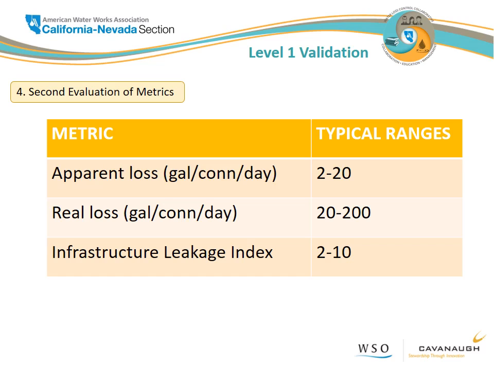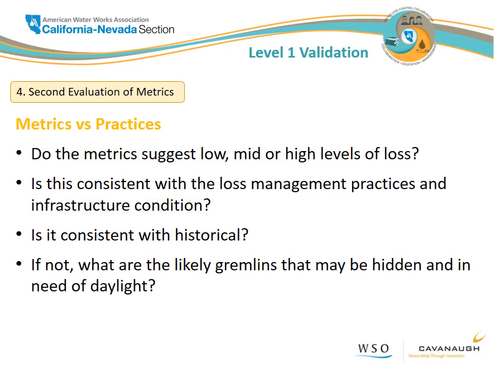Inside of the typical ranges, if the metrics that you have at this point are falling inside of these typical ranges, the next thing you do is ask yourself these questions. How do those metrics align with the practices in place? So are they on the low, middle, or high ends of the range, generally speaking? And is this consistent with the practices and the understanding of the infrastructure?